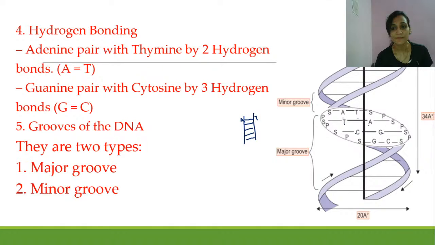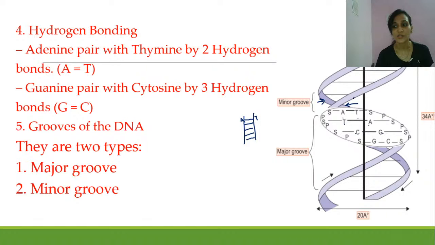So there must be some uses of these minor and major grooves. What are the uses? These are the places where various proteins come and bind and regulate gene expression. So these are the special sites for binding of various proteins which regulate the activity of genetic material. Major groove and minor groove.